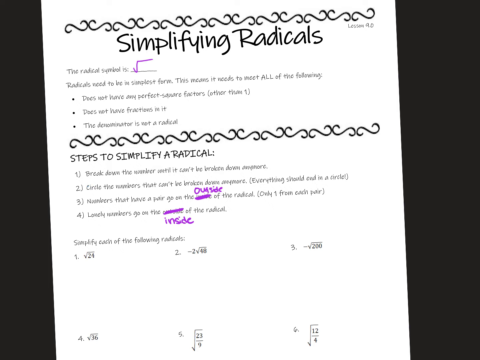In other words, y'all, what you're going to ask yourself is, what two numbers multiply to get this number? Then you're going to circle the numbers that can't be broken down anymore. So you want the only factors to be 1 and itself. For example, if you're talking about 2, the only two numbers I can multiply to get a 2 are 1 and 2. That can't be broken down anymore, so I'd circle it. Numbers that have a pair are going to go outside of the radical, and then the lonely numbers go inside of the radical.